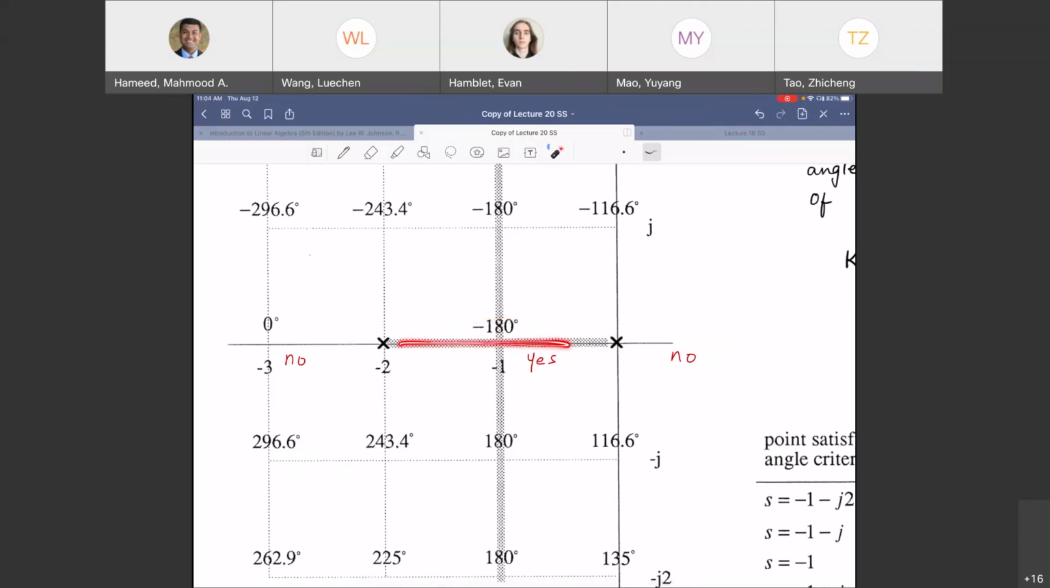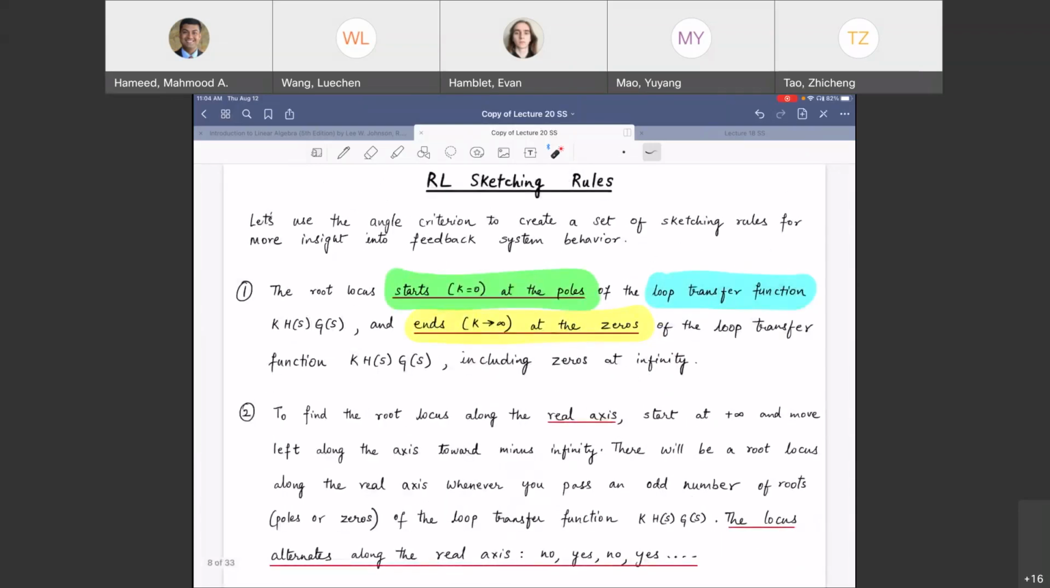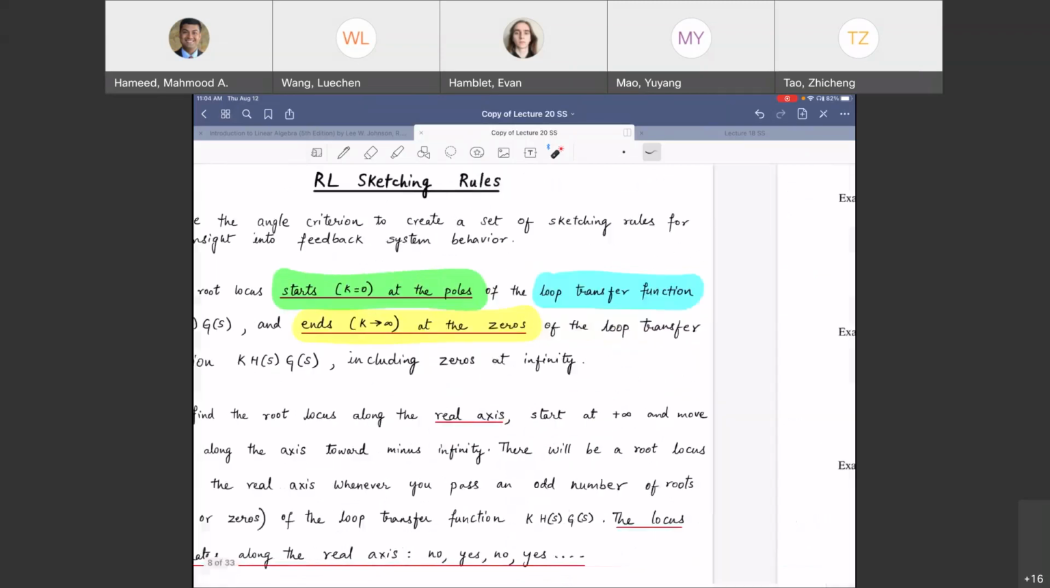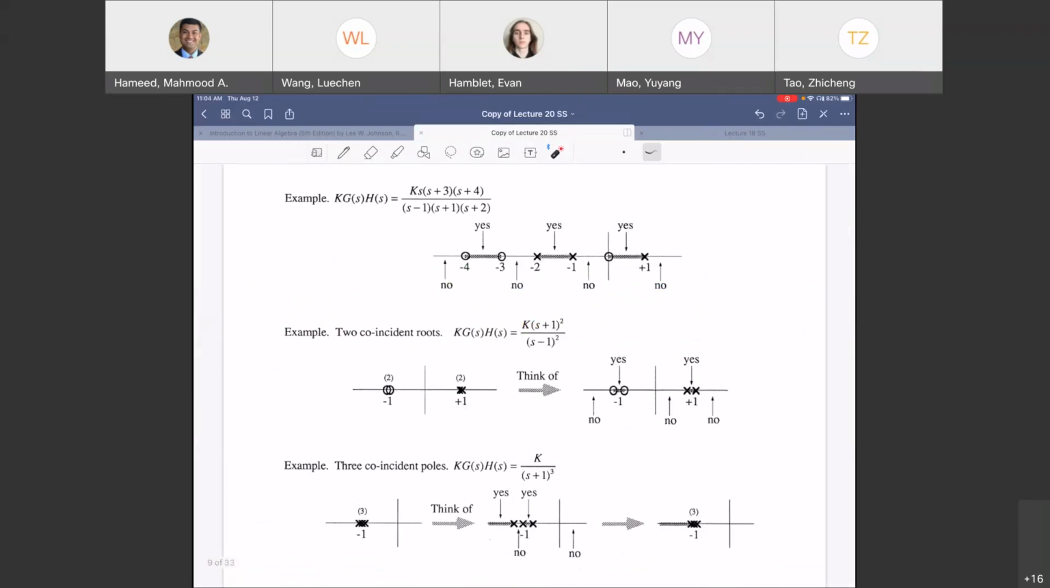Right? So this validates, this checks out. There is root locus over here, nothing here on the real axis, nothing here on the real axis. So the second rule is only meant for the real axis, nothing on the other part. On the real axis, the root locus alternates: no, yes, no, yes, no, yes. Questions about these two rules? Hopefully with some examples, it'll get even better.